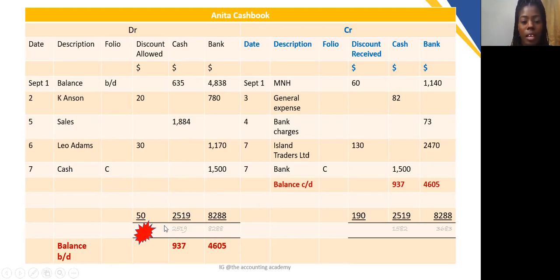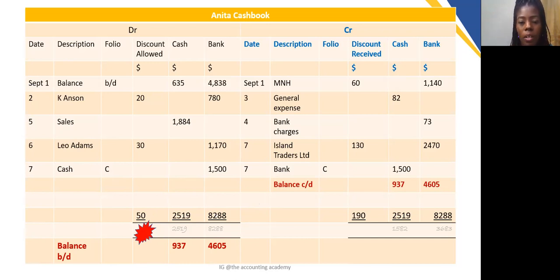That's it. Then you have to tally up. If you want me to do a video on how to close the cash book or how to close the accounts, let me know in the comments below, and I will do that. If you don't know how to close the cash book, let me just give you it quickly.